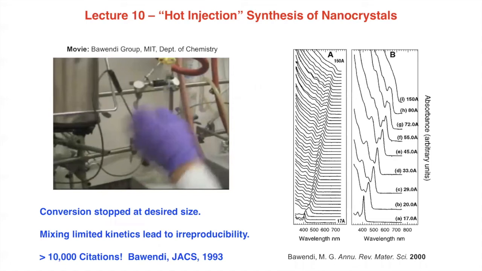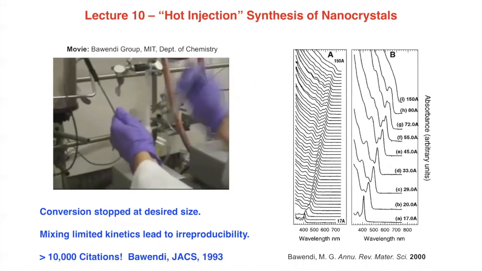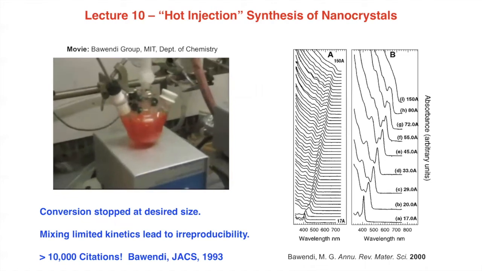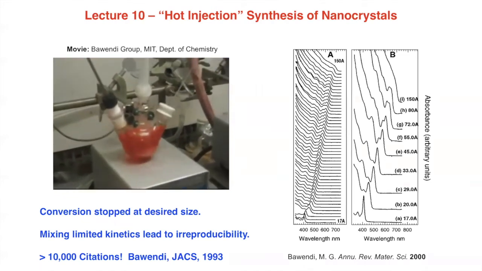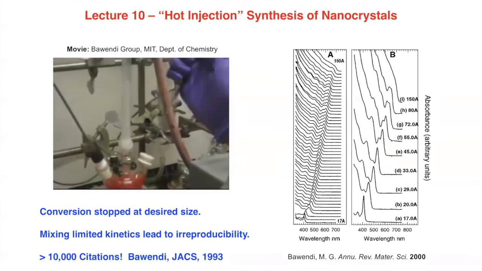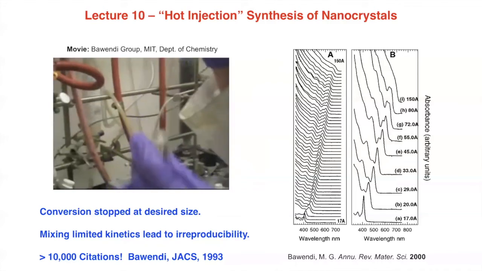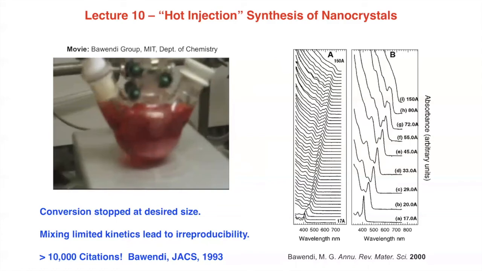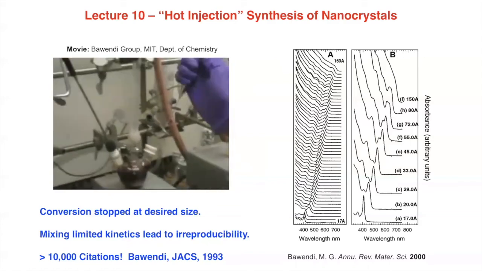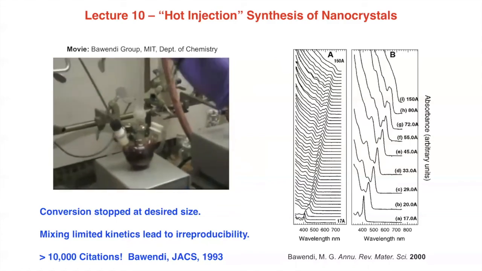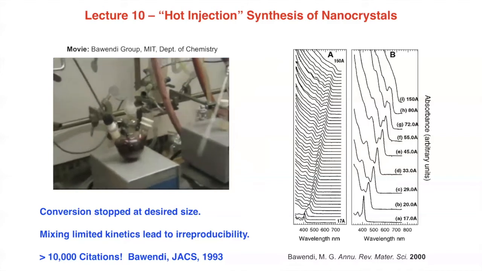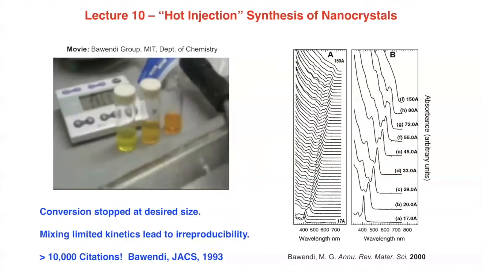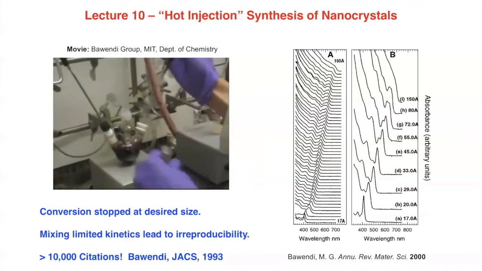That flask is at 350 degrees Celsius, and the operator there is rapidly injecting cadmium and selenium into the pot. You get a puff of smoke, and then you start to see the color change. And this fellow's pulling out aliquots from the mixture with time, which cools that aliquot down, stops the growth. And so he gets these sort of time points as the reaction is progressing, shown there.